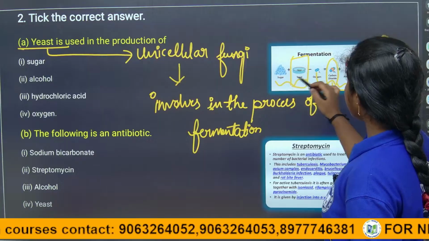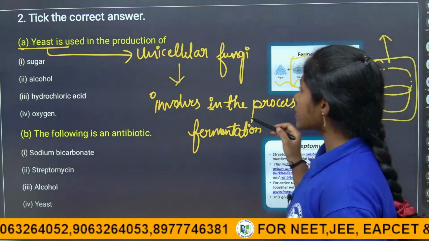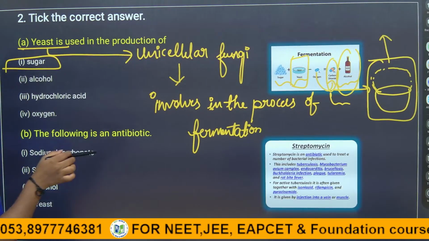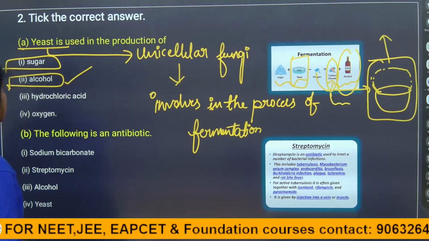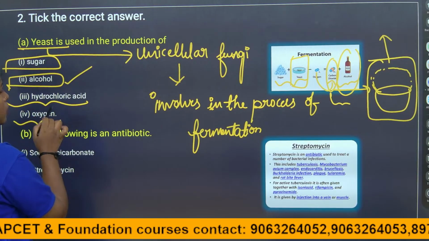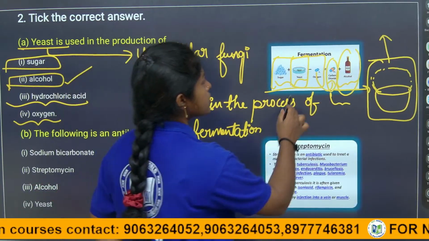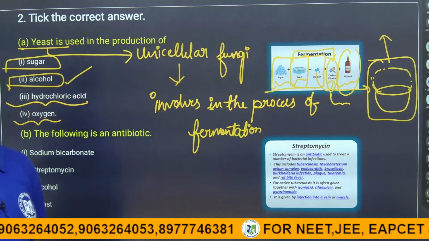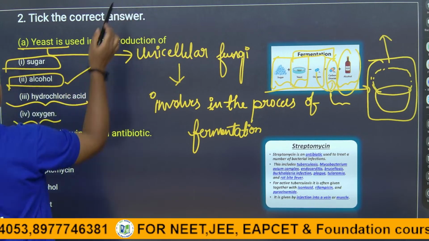But in the preparation of alcohol, the yeast breaks down sugar and forms alcohol. Here it is asking, is yeast used in the production of sugar? No, the breakdown of sugar happens here, and alcohol is the right answer. Hydrochloric acid, no. It produces oxygen, no. It eliminates the oxygen from the product, and it produces carbon dioxide. That is why the fermentation process occurs, right? So here the answer is alcohol.